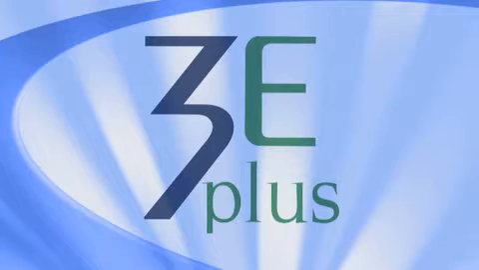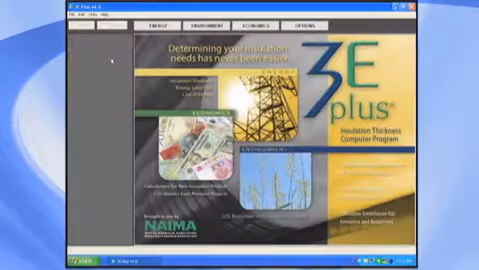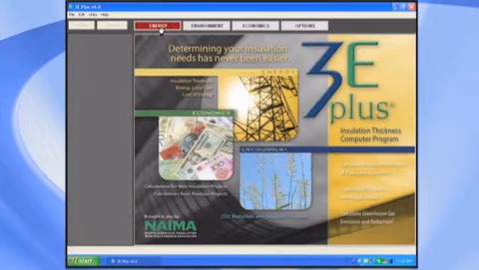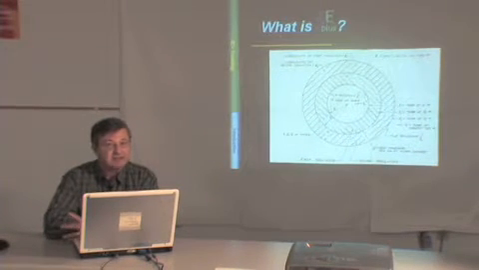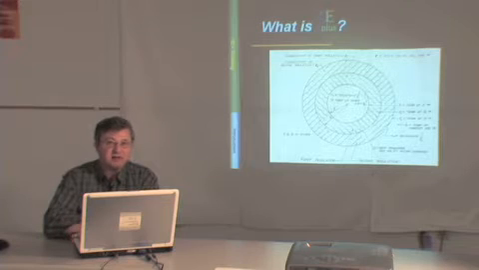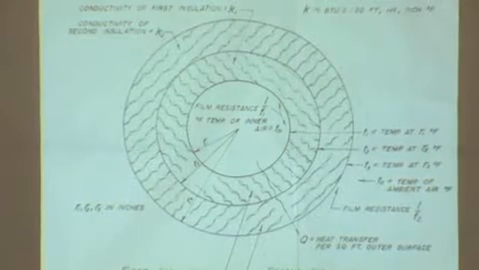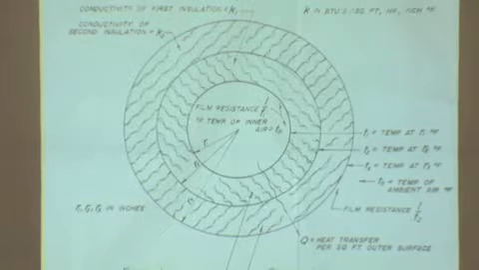I'm here today to talk about NIAMA's 3E Plus program. 3E Plus is a computer program that will allow you to calculate heat loss and heat gain in a piping or insulation system. 3E Plus is a simple program. It does a steady state, one-dimensional heat loss calculation of a piping or equipment system. For example, we're showing here a pipe which has 2 layers of insulation on it. It's got an inside temperature, some fluids inside. It's got an outside ambient condition. 3E Plus goes through the calculation of BTU heat loss in this system.